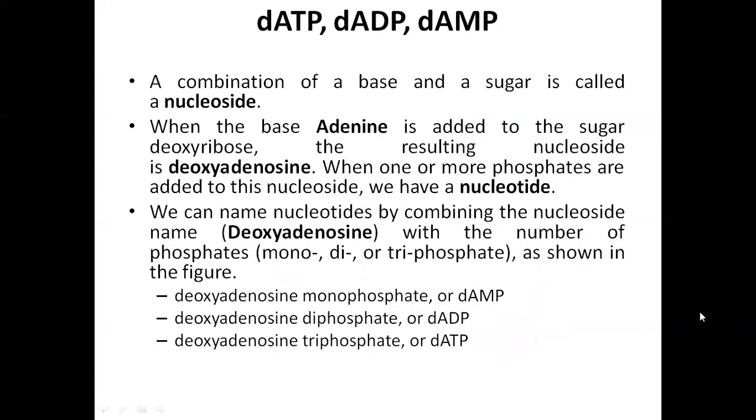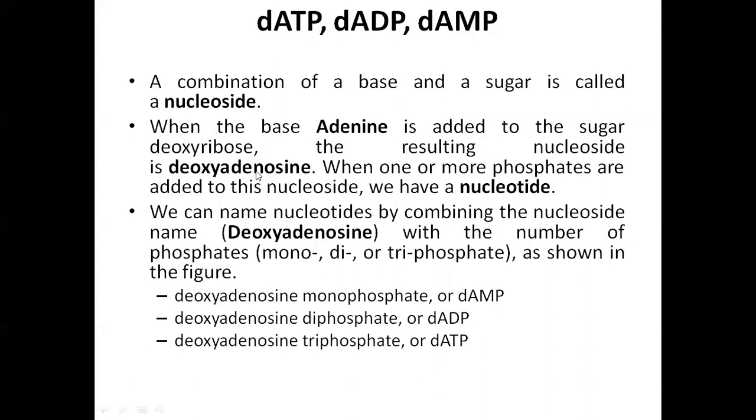Now, can you pronounce these words? These are the nucleotides actually. Yes, you are right. Deoxyriboadenosine triphosphate, deoxyriboadenosine diphosphate, deoxyriboadenosine monophosphate. What are these? They are nothing but nucleotides. A combination of a base and a sugar is called a nucleoside. For example, the base adenine is added to the sugar deoxyribose. The sugar is deoxyribose and the base is adenine. Definitely you are getting a nucleoside.